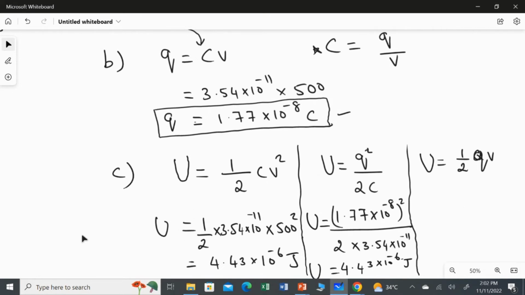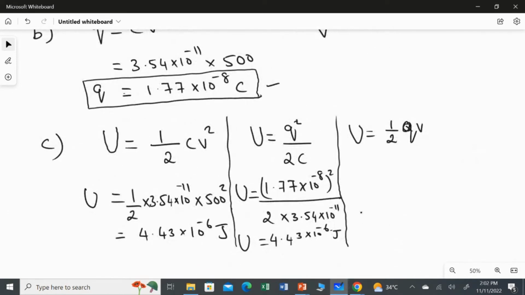Let's do the same thing for the third rule. Better, it's the easiest way, am I right? So third rule, half multiplied by the charge value, which I'm going to take from the second part of our question, which is 1.77 multiplied by 10 power minus 8, and the voltage, the potential difference, is 500, right? So let's calculate this also. Half multiplied by 1.77 times 10 power minus 8 multiplied by the voltage 500.